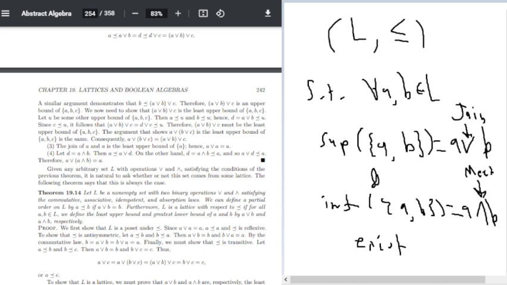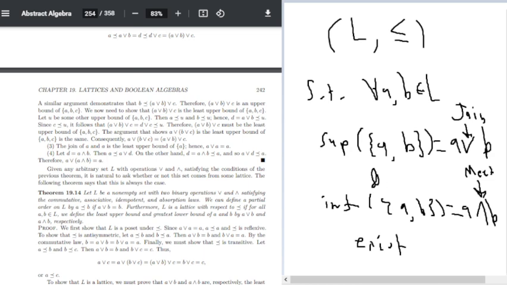The argument that shows that A join B join C is the least upper bound of A, B, C is exactly the same, with a simple reindexing of the terms according to the associativity property, and also using the previous commutativity property. Consequently, A join (B join C) is equal to (A join B) join C. 3. The join of A and A is the least upper bound of A. Hence, A join A is equal to A.